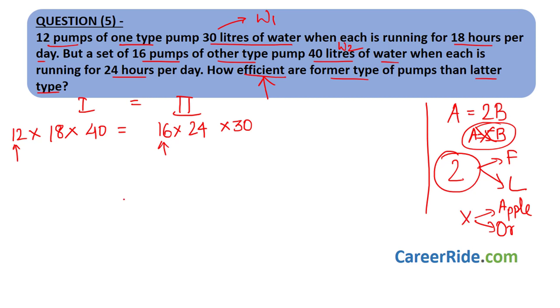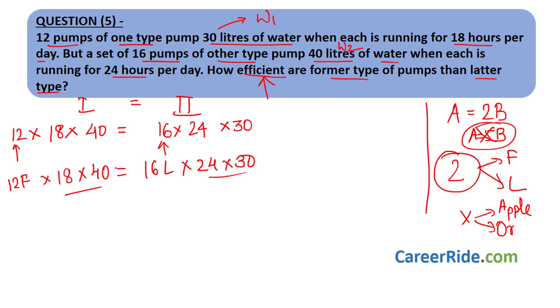So what we need to have is there are 12 pumps of the former type. So let F denote the pump of the former type. So 12 pumps of the former type into 18 into 40 would be equal to 16 pumps of the latter type into 24 into 30. L represents the latter type pump, F represents the former type pump. These are differentiating factors that differentiate both types of pumps. So 12F, or 12 pumps of the former type, can be equal to 16 pumps of the latter type when these factors are there. So now let's calculate.